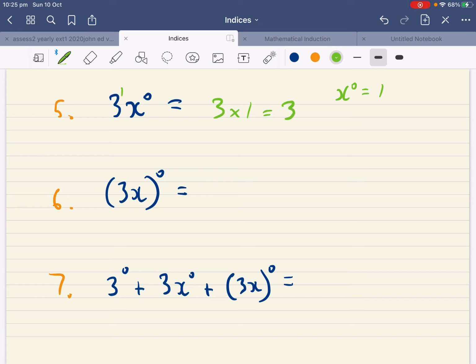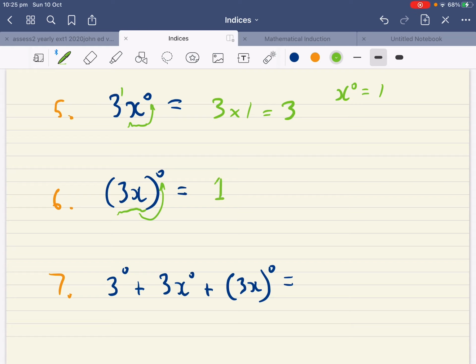This next one is different. It looks almost the same as 5, except you've got these brackets. And what those brackets do is they tell us, well, it's not just the x that's to the 0. In this case, everything has been taken to the power of 0. And as you know, index law number 4, anything taken to the power of 0 just becomes a 1.